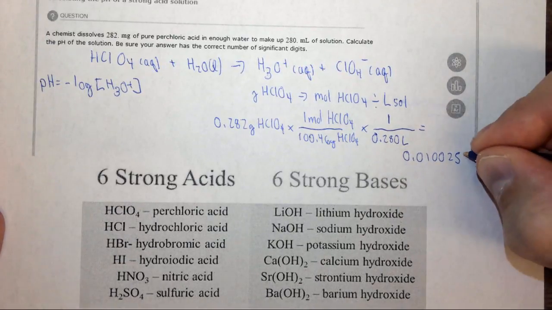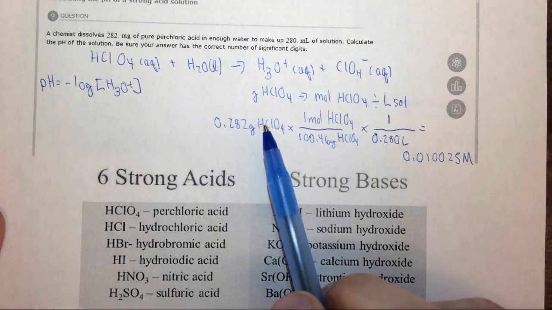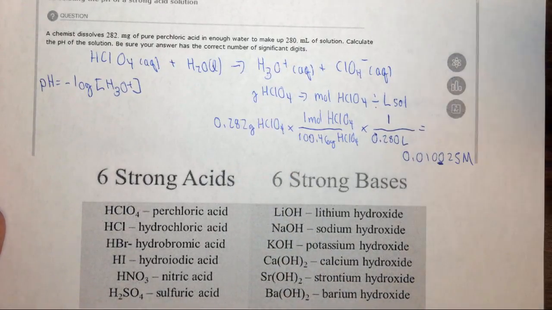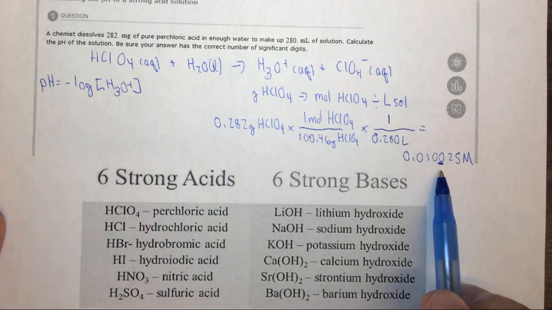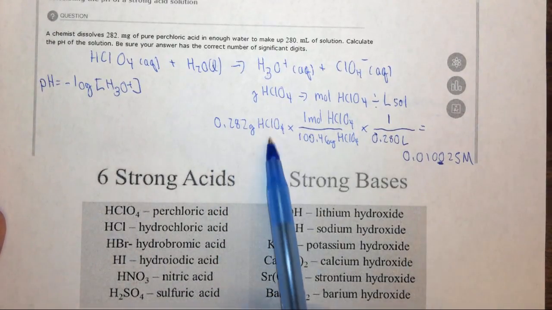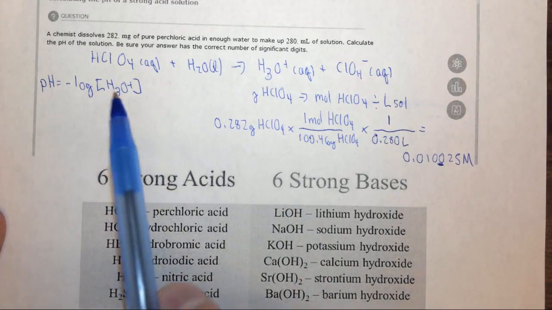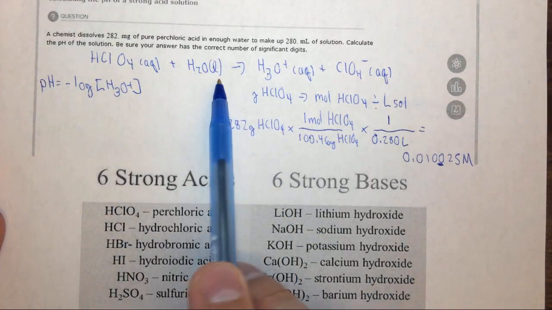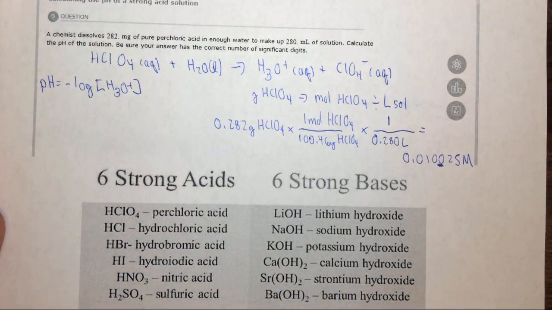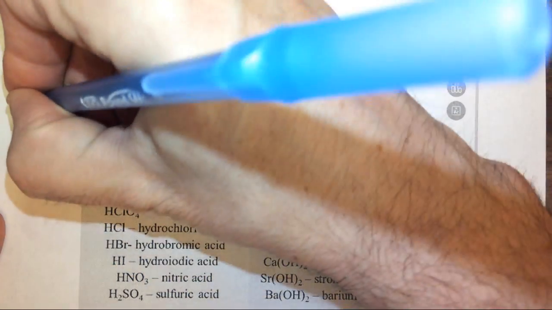When you do that math, you find that this is 0.010025 molar perchloric acid solution. Note that there are 3 sig figs, so that's the digit that I care about. So we have the concentration of HClO4, and since HClO4 reacts completely with water, what we really have is the concentration of H3O plus. So we can plug that in.